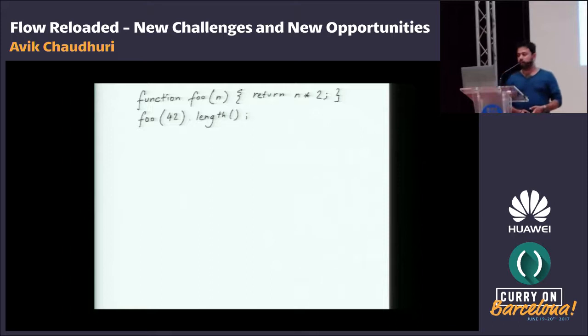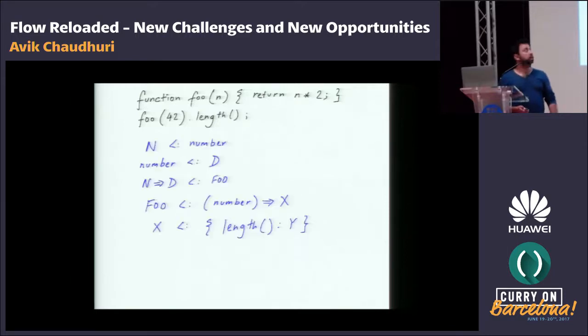So before we start, let's begin with some code, just to give you a flavor of how Flow works. I'm not going to go into too much detail, but this is necessary to understand what I mean by scalability. So this is a simple function that takes a parameter and doubles it, and we call it with a number, and we try to access its length property, or call the length method on it.